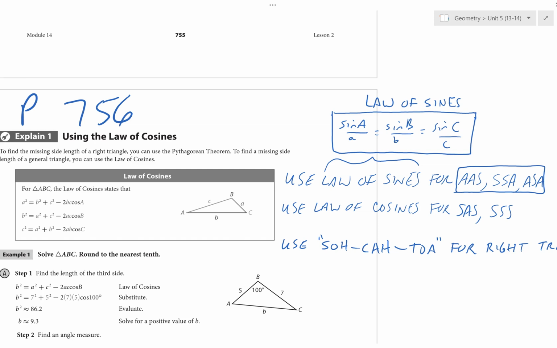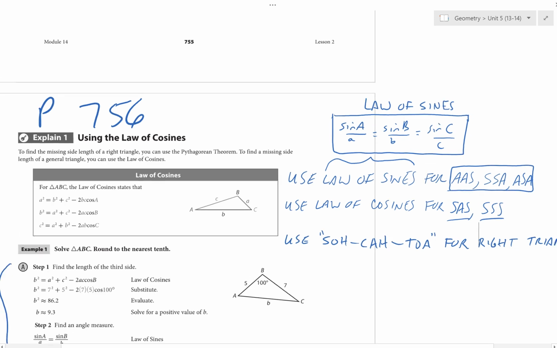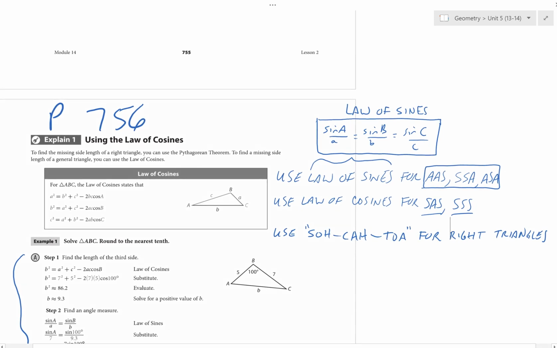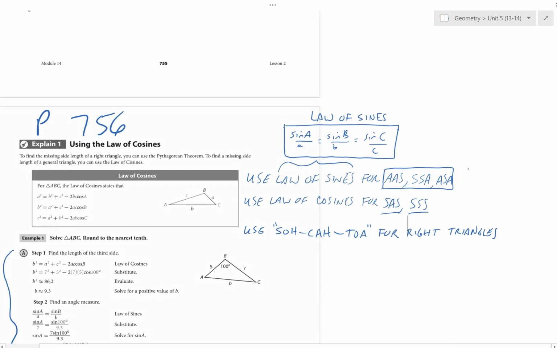And for law of cosines, we would use that when we have two sides and the angle in between them, and all three sides. And so we'll do a couple examples of those. And then don't forget that anytime you have a right triangle, you can always go back to SOHCAHTOA. SOHCAHTOA will always work, but for right triangles only. And so law of sines and law of cosines are what we use for non-right triangles. So you can add that to your notes if you want, for non-right triangles.